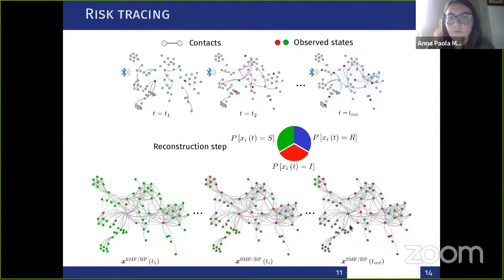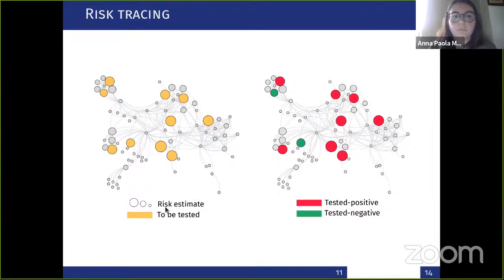And once you have the beliefs of the belief propagation approximation, you can compute the risk estimate, and the nodes with the highest risk can be tested. Then the positive ones are confined, put in quarantine. Instead, the tested negative are free to go, and we collect all the observations for the next iterations.